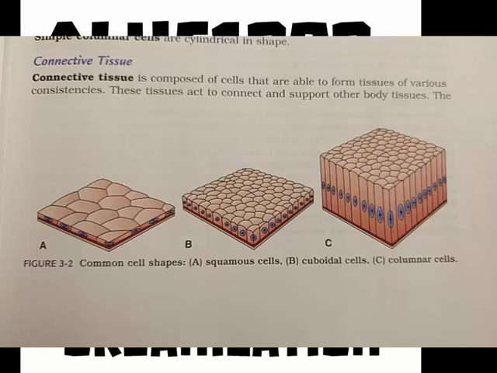Section. Tissue level. Tissue is composed of a group of similar cells that perform a specific function, and the types of tissues are epithelial, connective, nervous, and muscle.